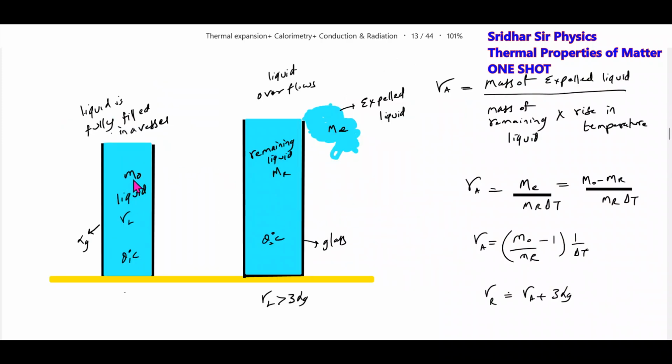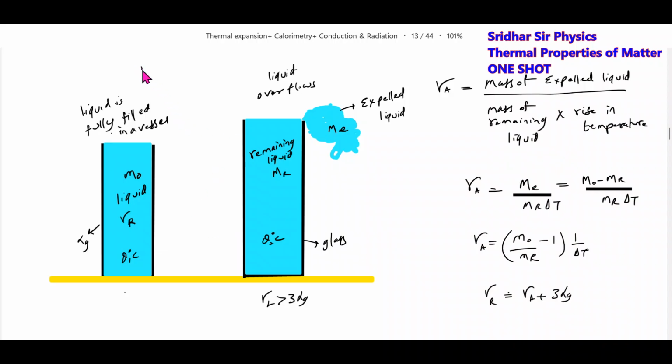Initially, m naught, the mass of the liquid, is fully filled in a vessel at theta 1 degrees Celsius. Now let gamma L be the coefficient of volume expansion of the liquid. It's a real expansion, which we cannot determine, only calculate. But what can we calculate? The apparent expansion. I'll increase the temperature. The liquid will overflow, some liquid will be expelled, and the remaining will be the liquid present. Then the coefficient of apparent volume expansion equals the mass of expelled liquid by the mass of remaining liquid into the rise in temperature, me by mr into delta T.